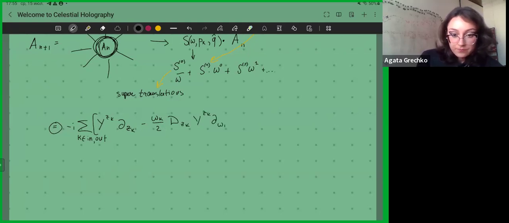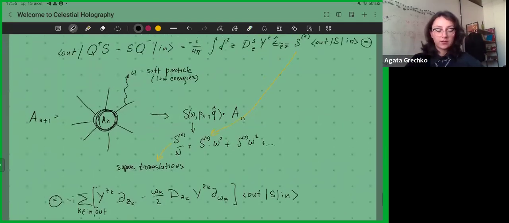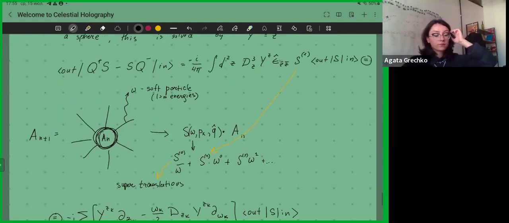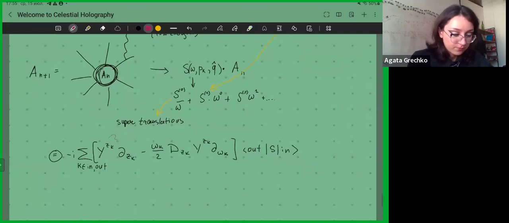Okay, great. So this is how our S matrix transforms under the superrotational transformations, right? Look at this term now.